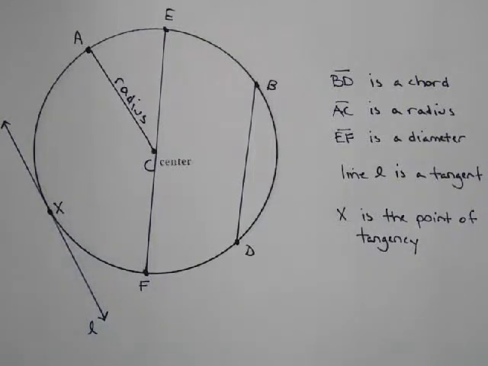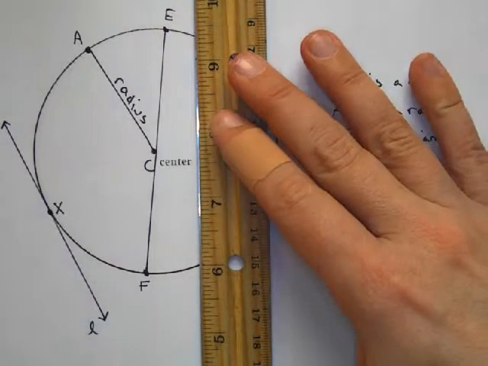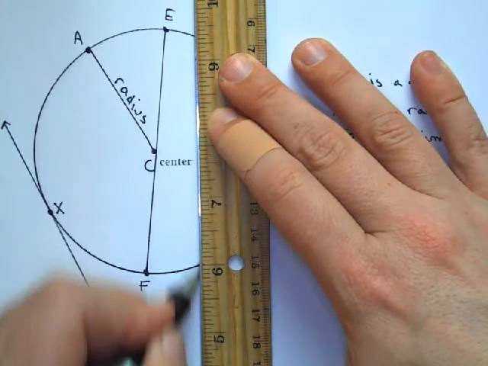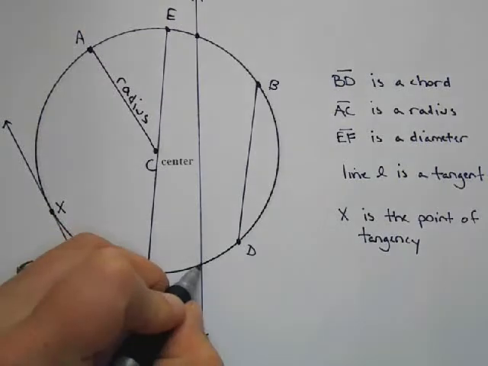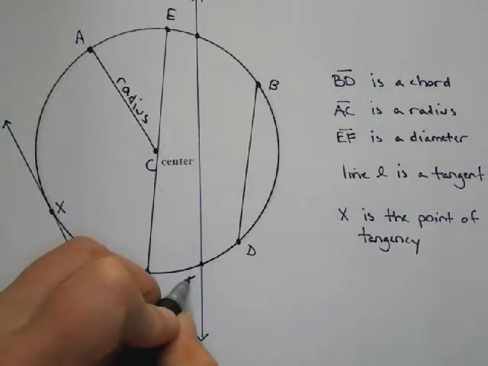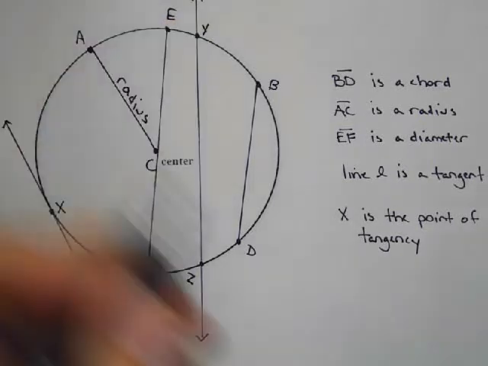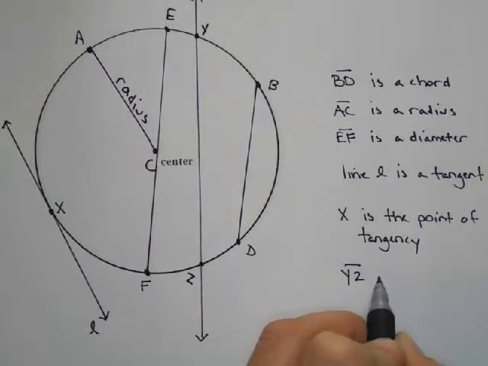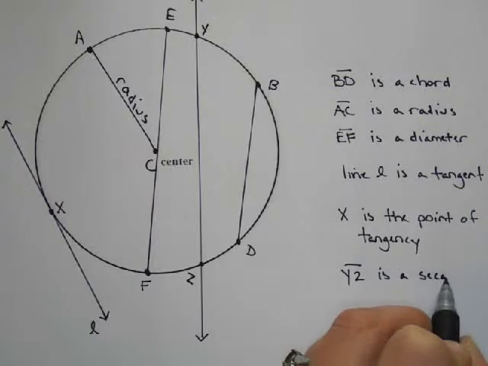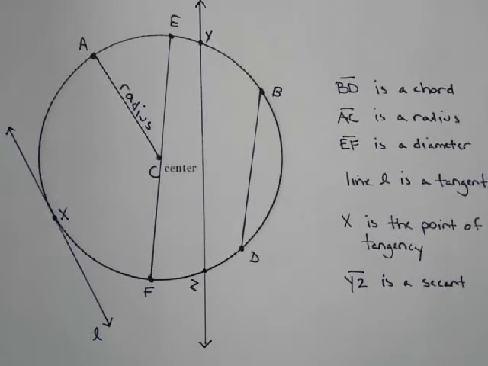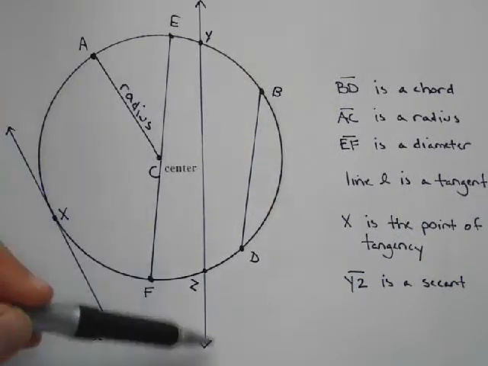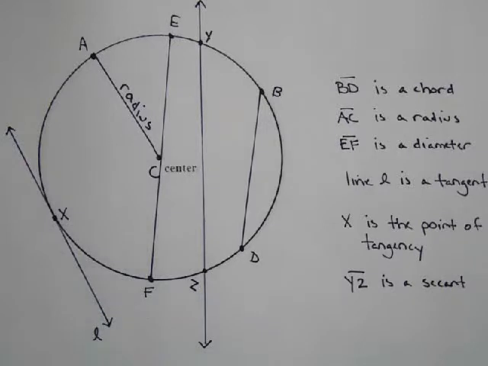And the last type of segment or line that can be drawn is a secant. That is a line that passes through the circle. So we'll call that YZ. So a secant passes through the circle at 2 points. A chord is a segment, always. A secant is a line that passes through the circle. So those are the different lines and segments that are part of a circle.